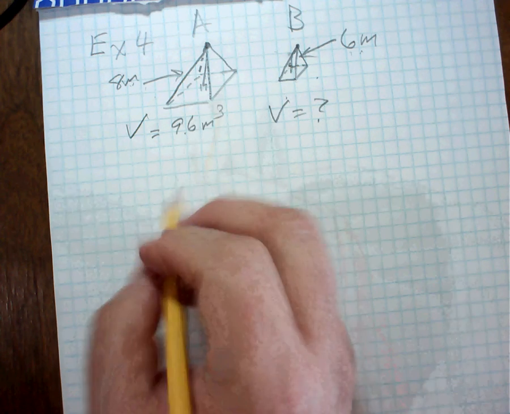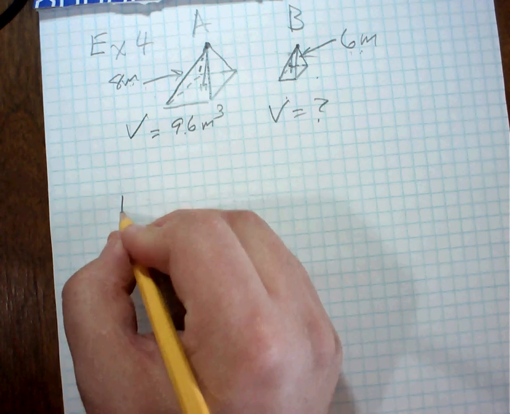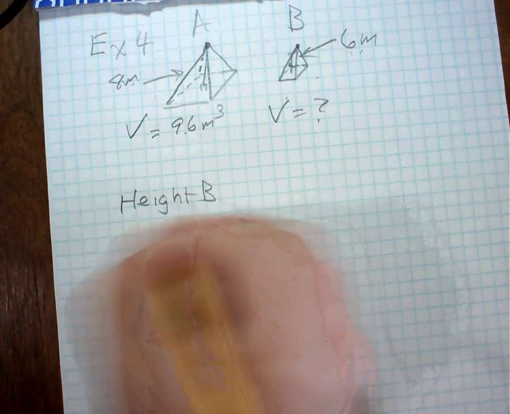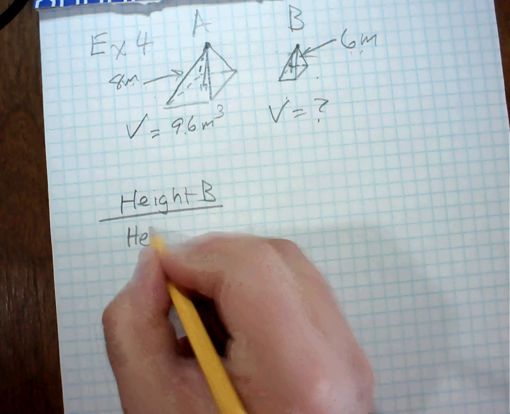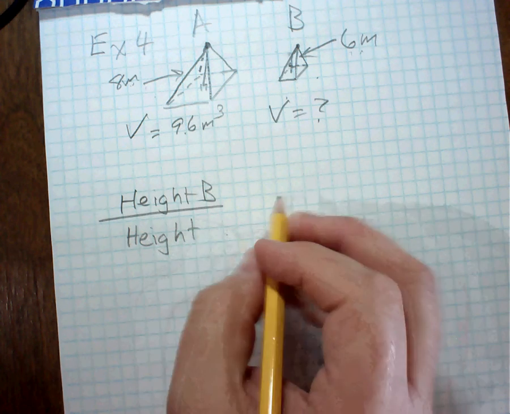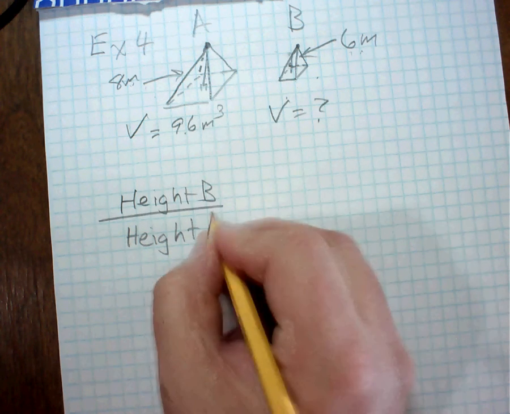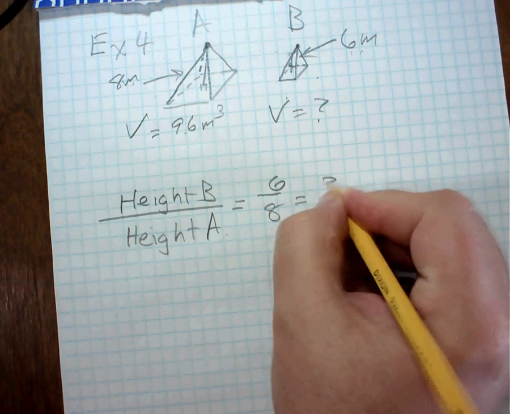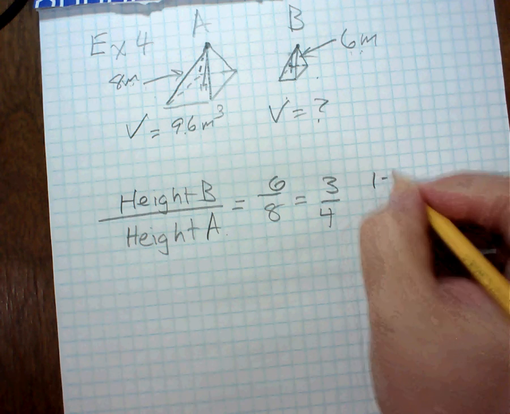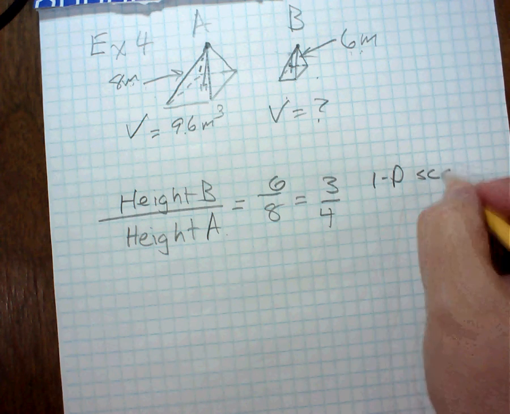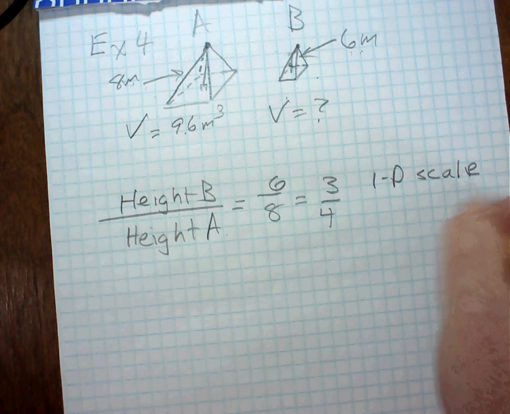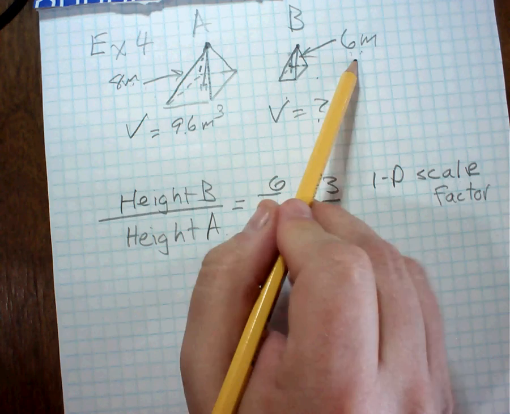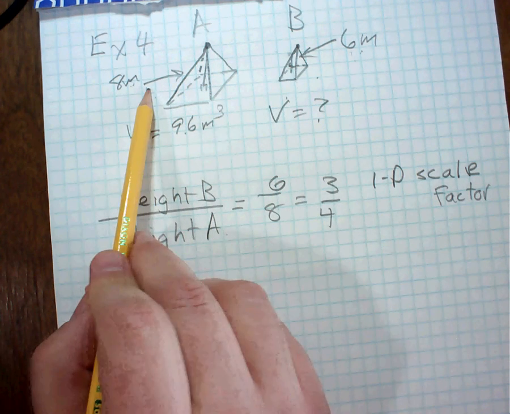So first, let's figure that out. Let's compare those two. So the height of B over the height of A is equal to 6 over 8, or 3/4. So this is what we call the one-dimensional scale factor. Now what that means is that 6 is 3/4 the length of 8.